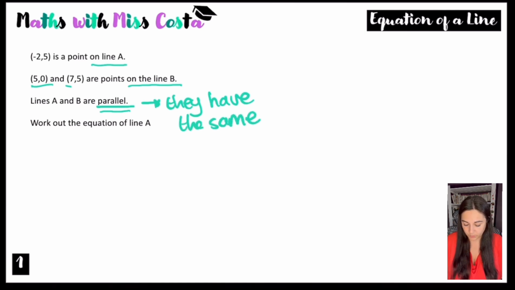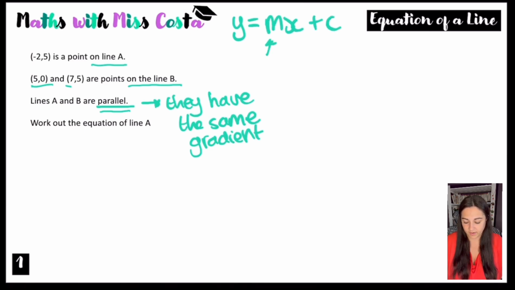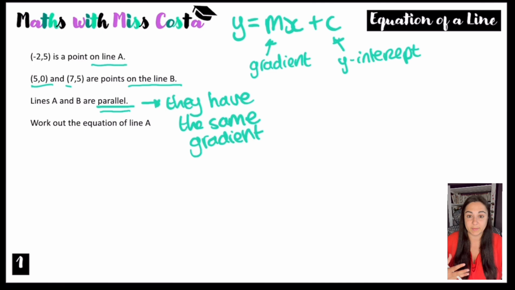And we are told to work out the equation of line A. Now, every single straight line can be written in the form y equals mx plus c, where m represents the gradient of the line and c is the y-intercept. Using this, we can use the coordinates of line B to figure out what the gradient of the line must be. And because line B and line A are parallel, they must have the same gradient.